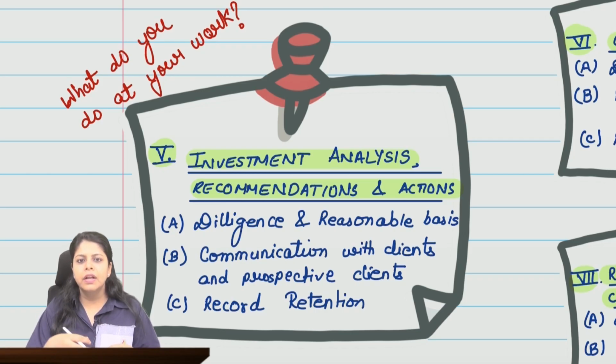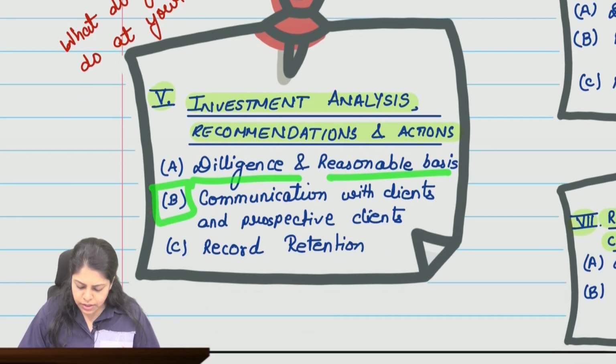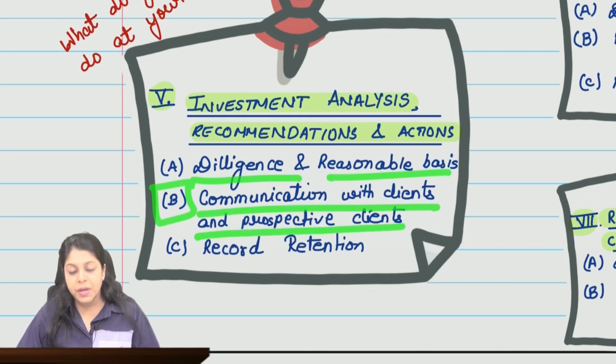Like for example, if you want to write a report to buy a share, then you need to have a reasonable basis. Then you need to have a good analysis, a thorough analysis behind that decision. This standard talks about diligence and reasonable basis. Next subsection is communication with clients and prospective clients.